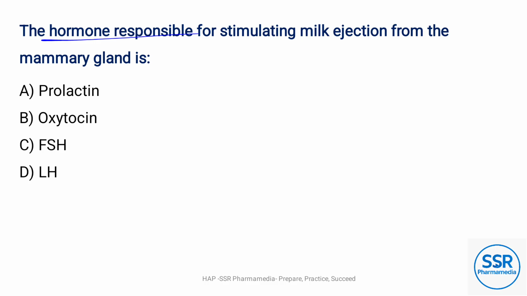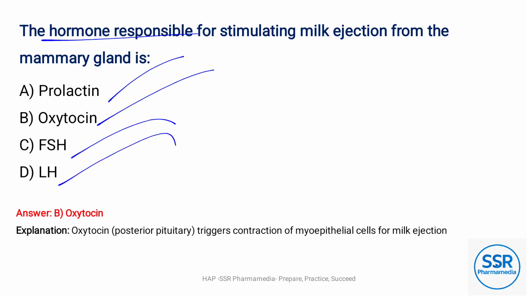The hormone responsible for stimulating milk ejection from the mammary gland is option A, prolactin, option B, oxytocin, option C, FSH, option D, LH. LH is luteinizing hormone. The answer is option B, oxytocin. Oxytocin is a posterior pituitary hormone. It triggers contraction of myoepithelial cells for milk ejection.